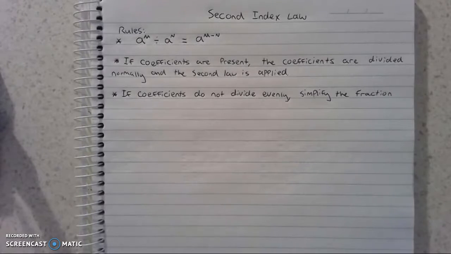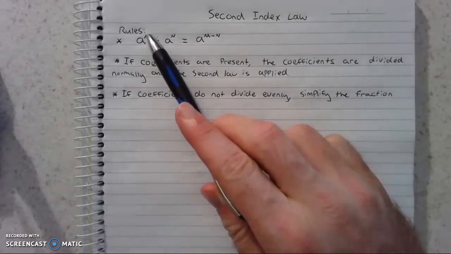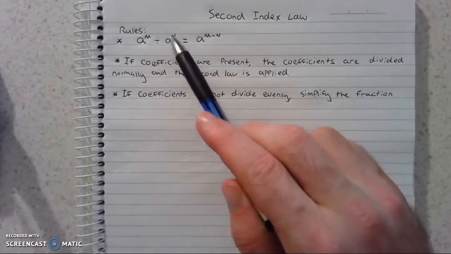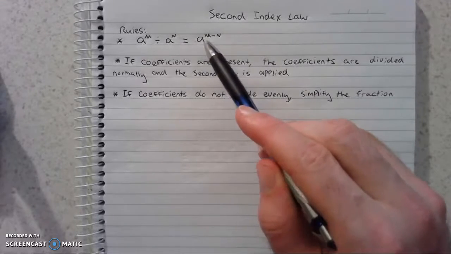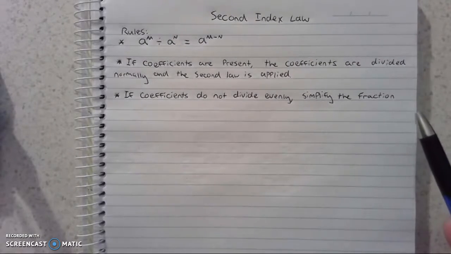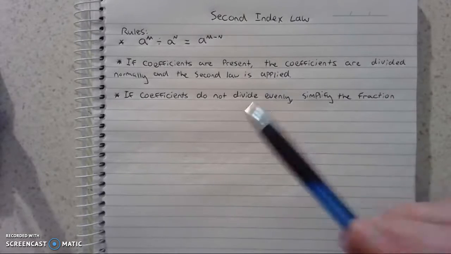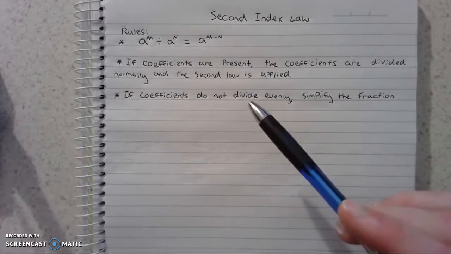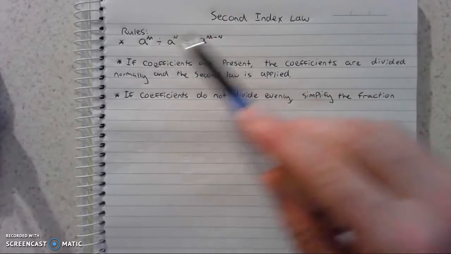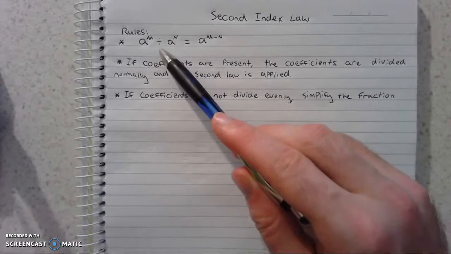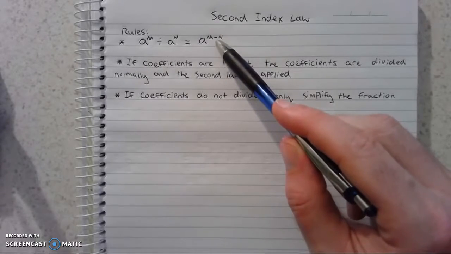Hey guys, so in this video I'm going to show you how to apply the second index law out of the 4. Okay, so the second index law is a to the power of m divided by a to the power of n will equal a to the power of m minus n. Alright, so it is pretty much the exact opposite of our first law. Okay, so if we are timesing them together, we will plus the powers. The second law states, if we divide them, we minus the powers.